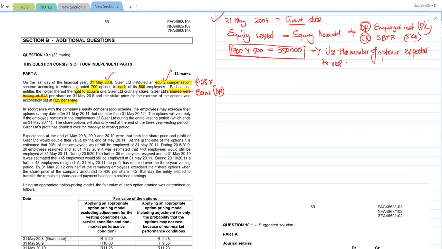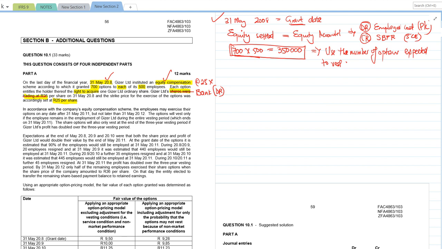So in accordance with the company's equity compensation scheme, the employees may exercise their options at any date after 31 May 2011. This shows that that is the vesting date, which means the vesting period extends from 31 May 2008 to 31 May 2011.